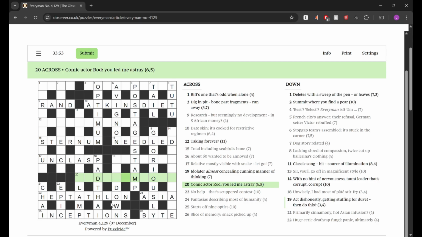Okay, let's see if we can get a name here. Do we have more? Maybe as a surname? What does that leave us with? Got the D there. Y. Dudley Moore. Okay.